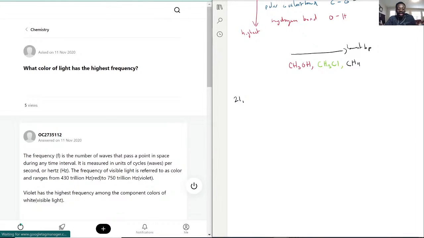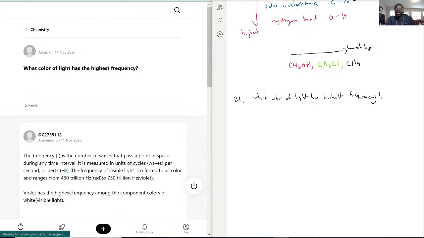What color of light has the highest frequency? Great question. So, what color of light has the highest frequency?